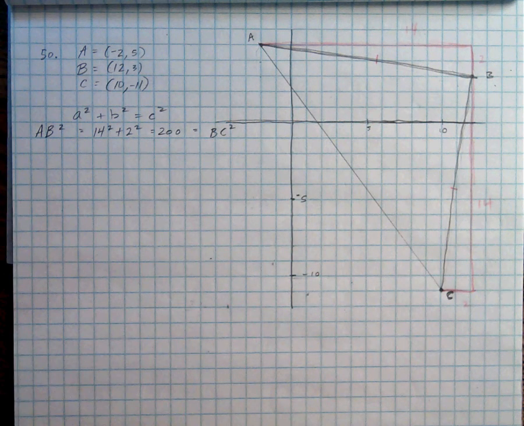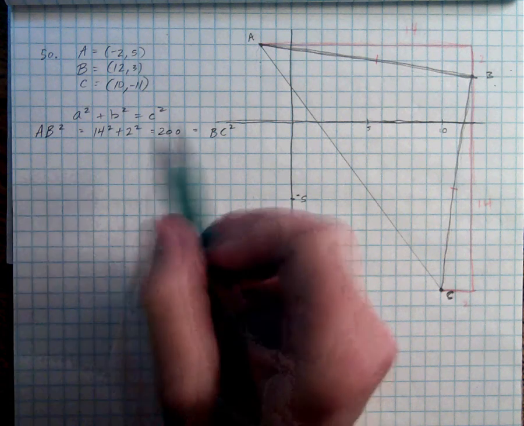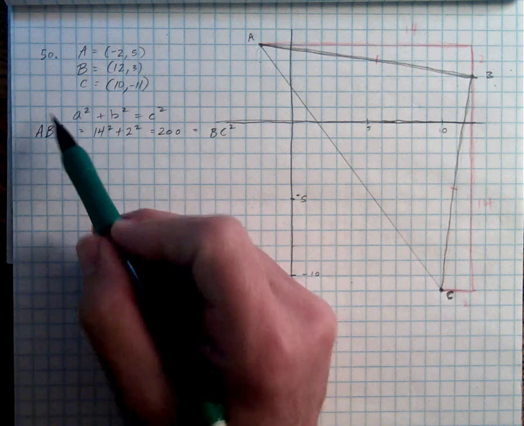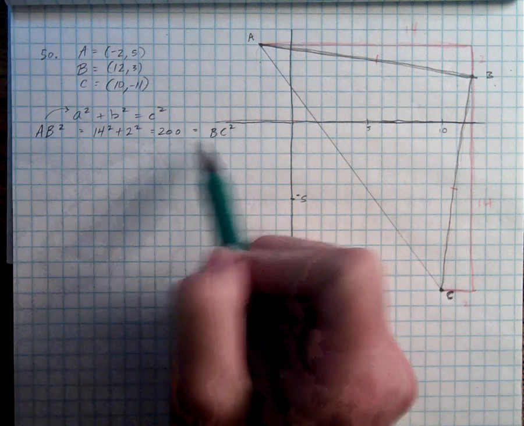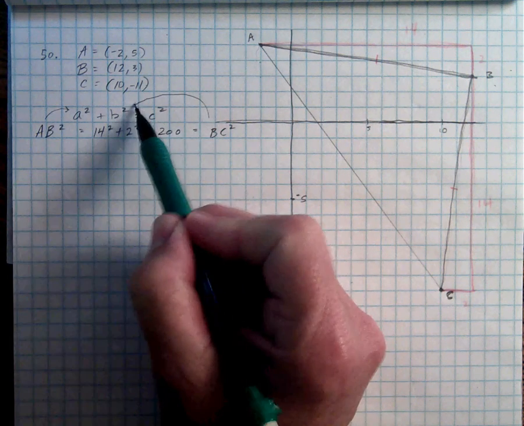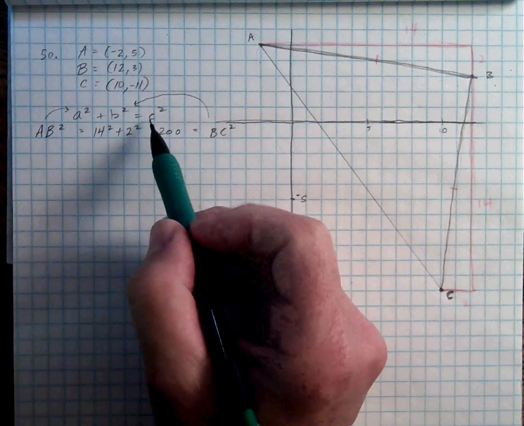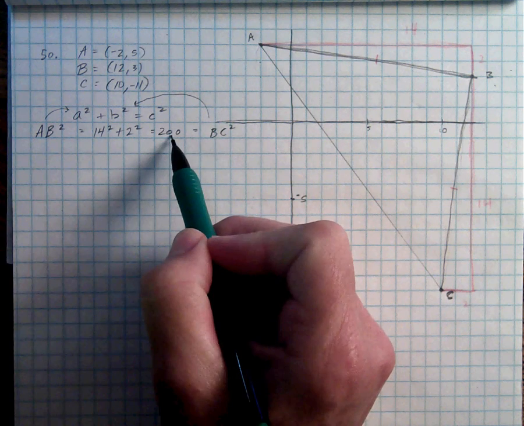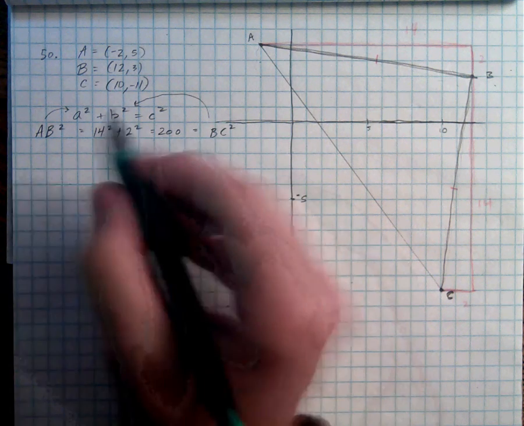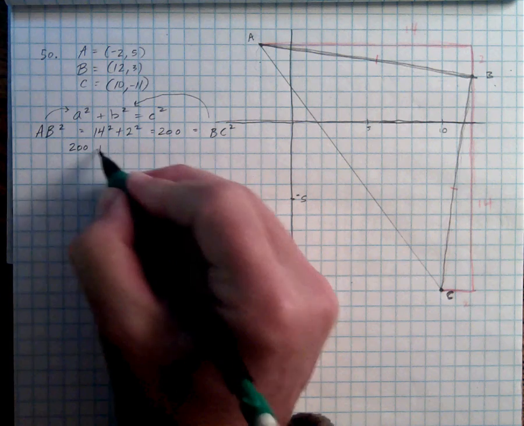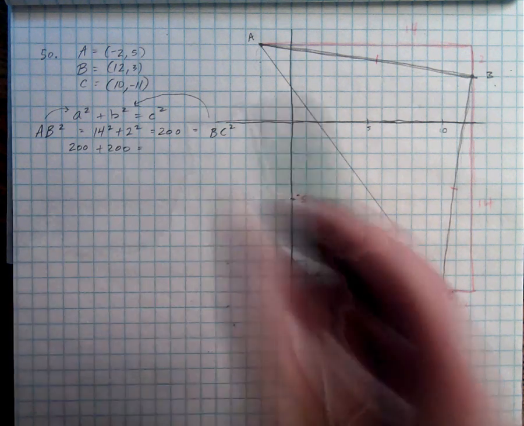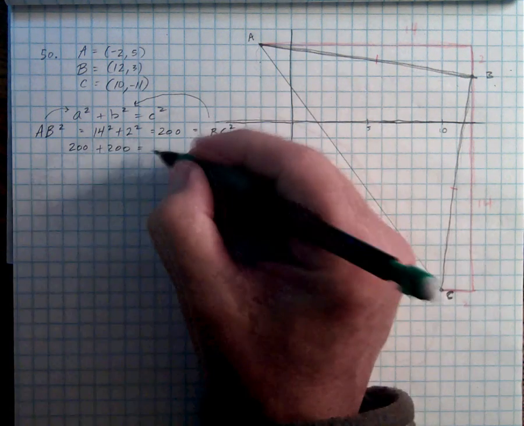Alright, so that means that, let's say AB squared is a squared and BC squared is b squared. So then c squared is going to be the sum of, right, 200 plus 200. So 200 plus 200 is the length of AC squared.